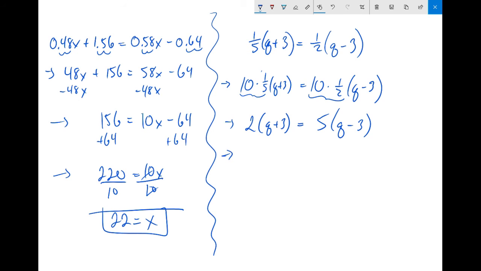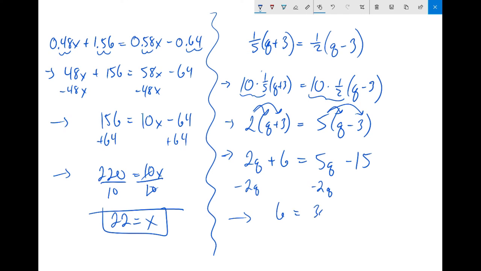But you're not done yet, because what should we do now? Yeah, we got to get rid of our parentheses, so we should use the distributive rule. So over here you get 2q plus 6, and over here you get 5q minus 15. All right. And now we just got to collect our q terms on one side. I'd probably send them to the right-hand side, because that'll keep it positive. So you have 6 equals 3q minus 15.